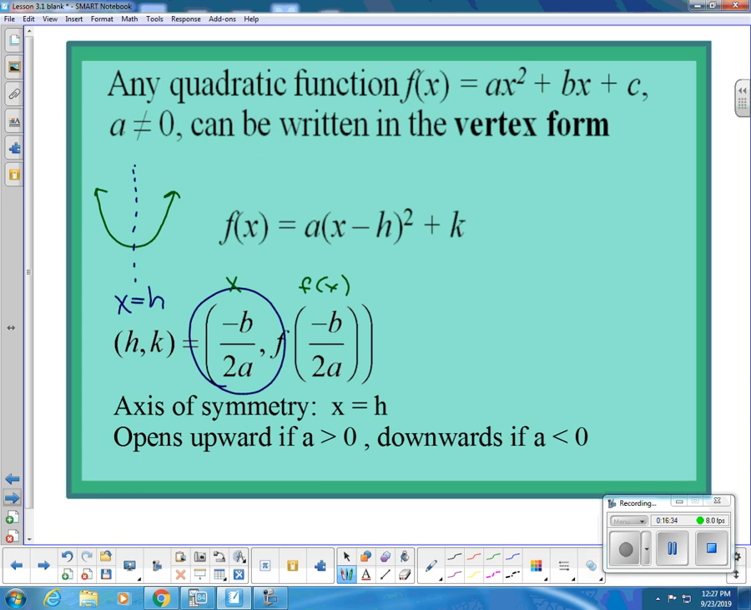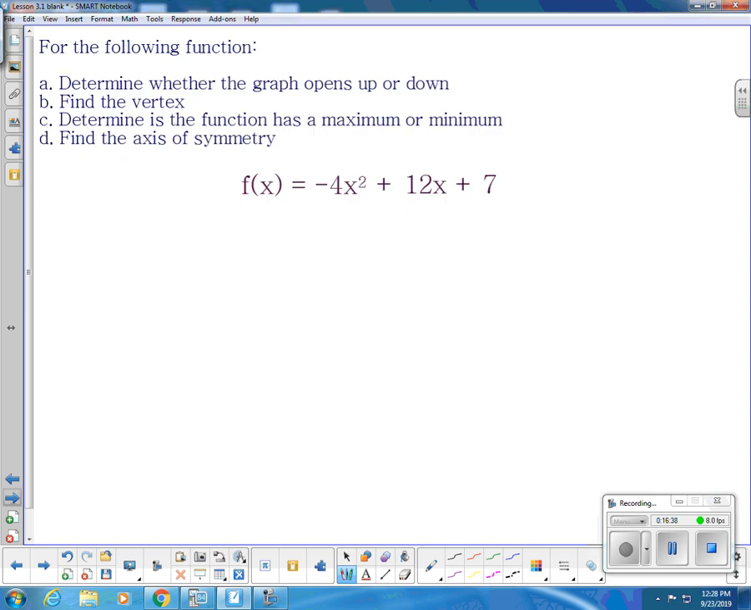Be able to tell all sorts of stuff. It's going to be so exciting. All right. So, first, tell me, does it open up or down? Down. Does it have a max or a min? Right? And what else can we tell just looking at it right here? Y-intercept is 7.